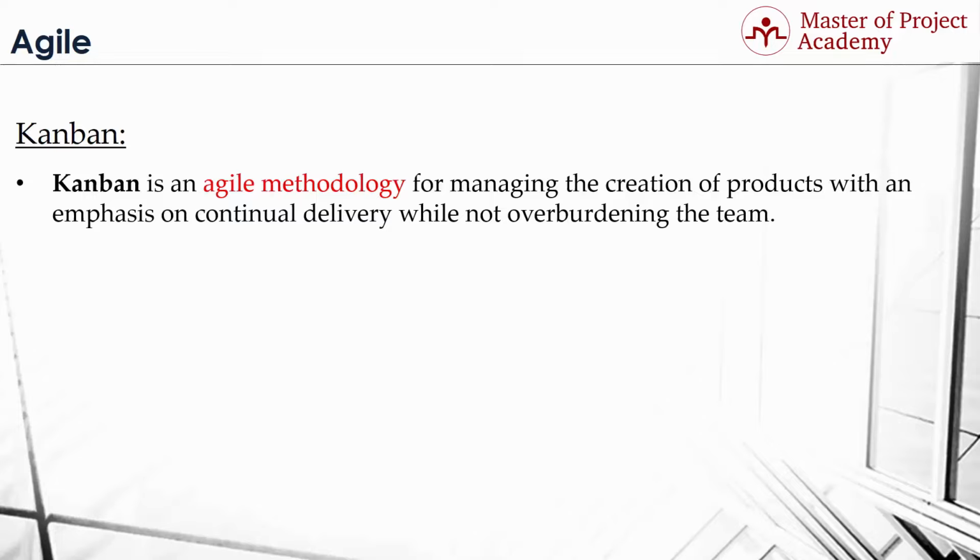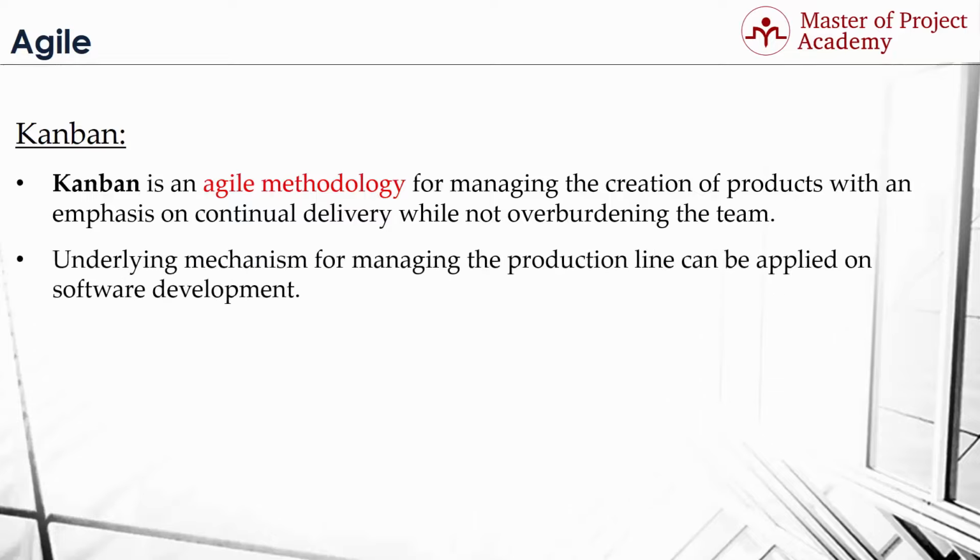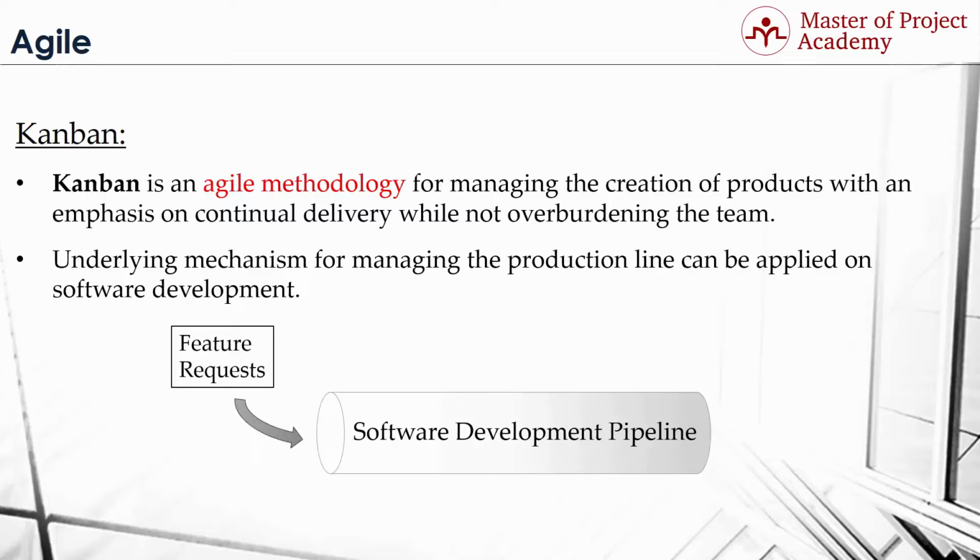Kanban underpins Toyota's just-in-time or JIT production system. Although producing software is a creative activity and therefore different to mass-producing cars, the underlying mechanism for managing the production line can still be applied. Kanban methodology proposes that a software development process can be thought of as a pipeline, with feature requests entering one end and improved software emerging from the other end.